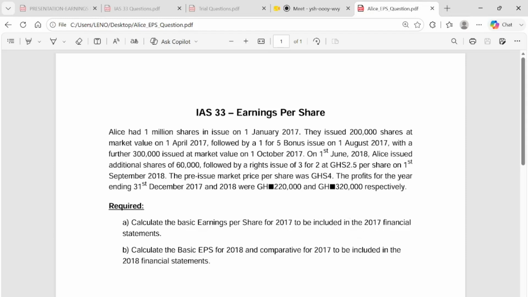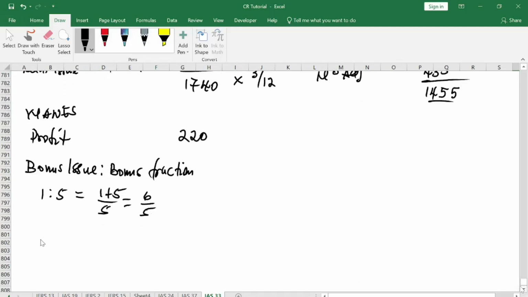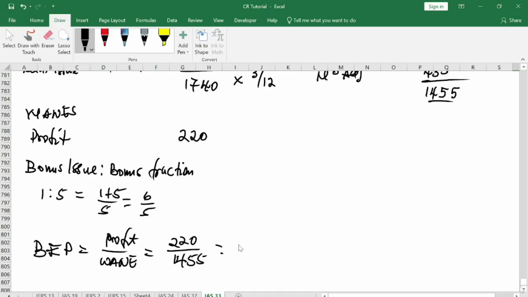220,000. So that gives you 220. So the profit is what? 220. If you are calculating your basic earning per share, that gives you your profit over your weighted shares. So here you have our profit of 220 over 1,455. All right, so you will have our basic earning per share. So this is our basic earning per share for 2017.